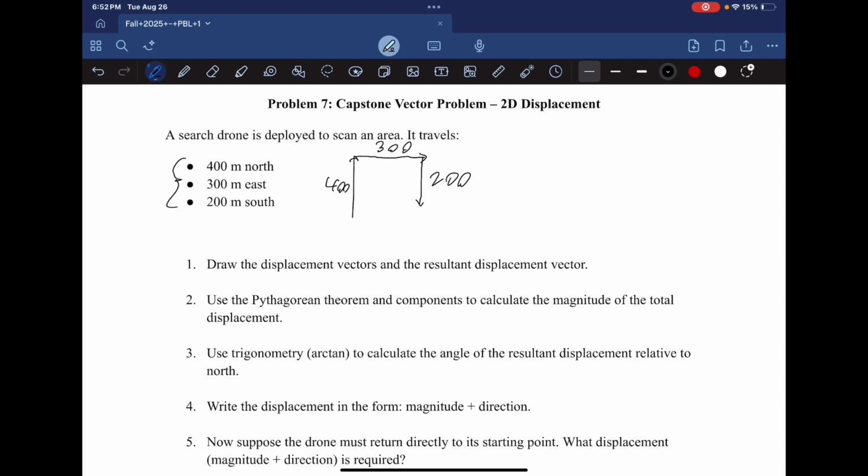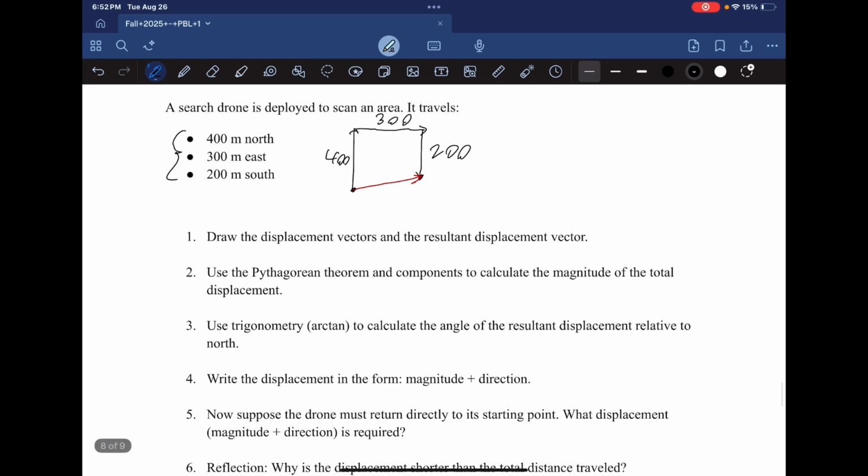The resultant displacement vector is the vector that happens between your starting point and your end point. So that would be this here. I'll draw it in a different color. So that is our final displacement vector.